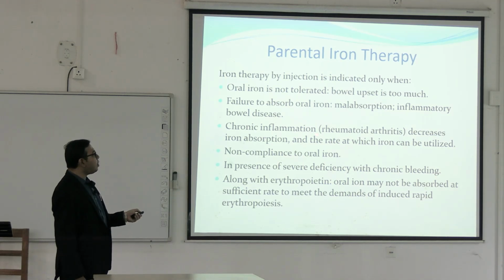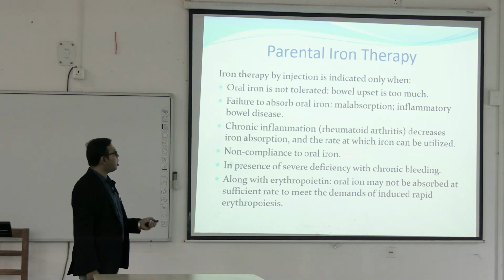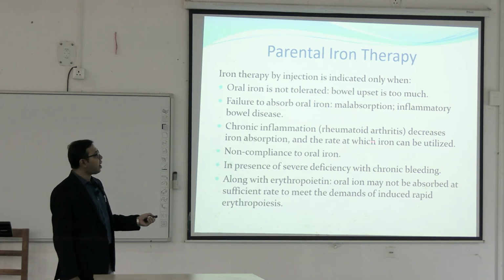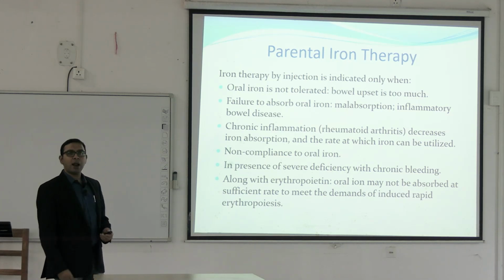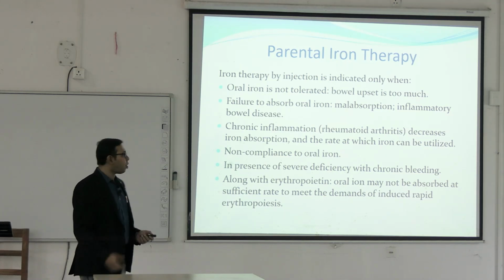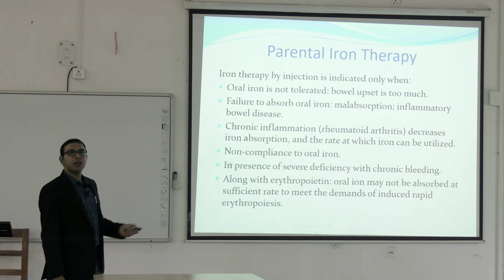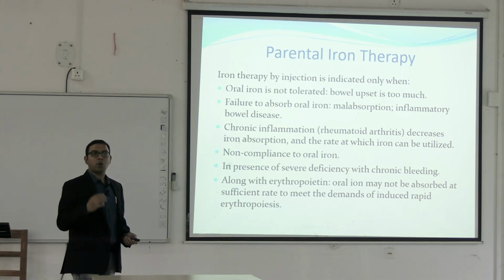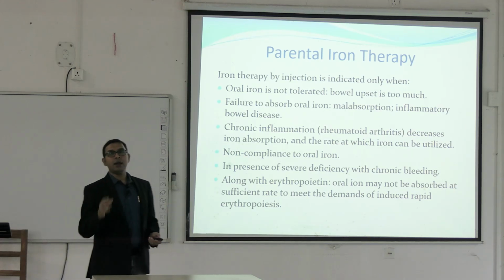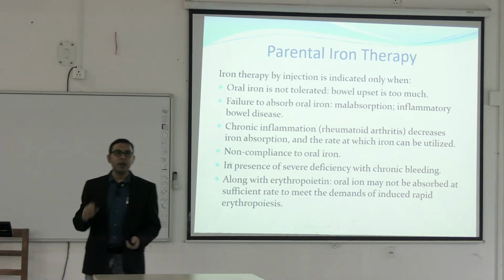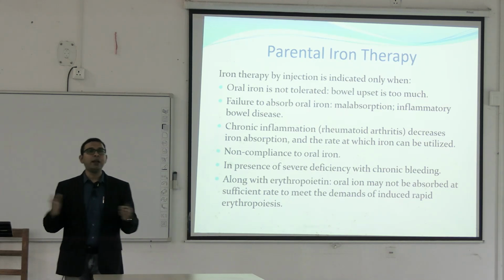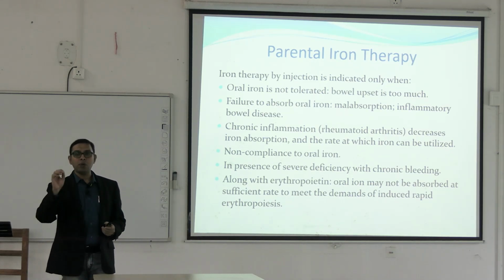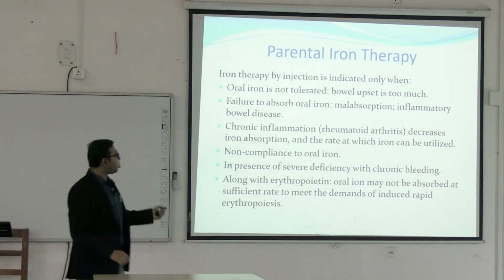Next, chronic inflammation like rheumatoid arthritis decreases iron absorption and the rate at which iron can be utilized. So we have to increase the rate. Then non-compliance to oral iron, that is the patient will not take the oral iron. And in the presence of severe deficiency with chronic bleeding, and along with erythropoietin, I have already told that erythropoietin we will discuss later, it is given in case of anemia due to chronic kidney disease. When we are giving the erythropoietin, there will be brisk erythropoiesis, and to meet this we need more iron and we have to give parenteral iron therapy. So these are the indications.